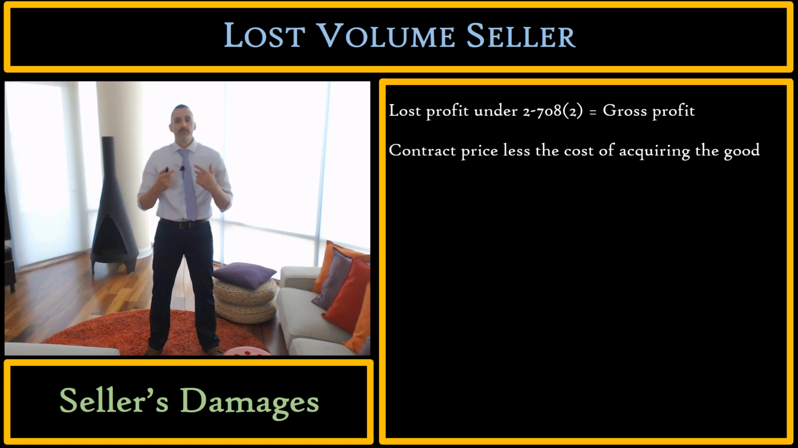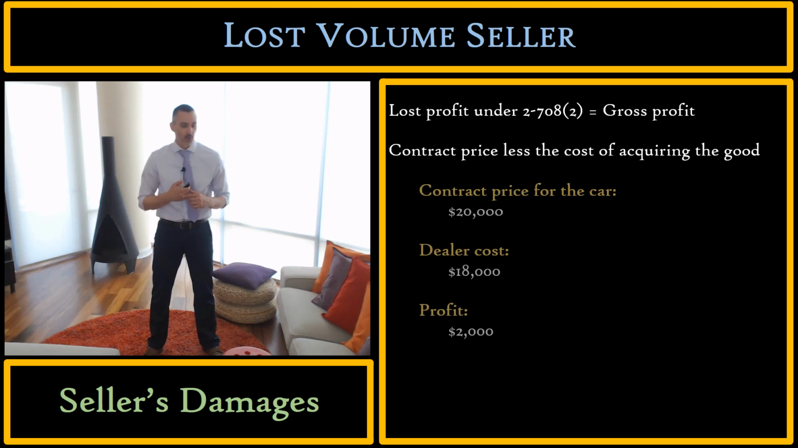So how do we measure profit in this situation? Well, in the previous example, I basically told you how to measure profit, but if you understand accounting, what you're looking at is gross profit. So the contract price was $20,000. My cost of acquiring the goods is $18,000. And so the profit that I will get if buyer breaches is $2,000, right? Once again, if I'm the lost volume seller.